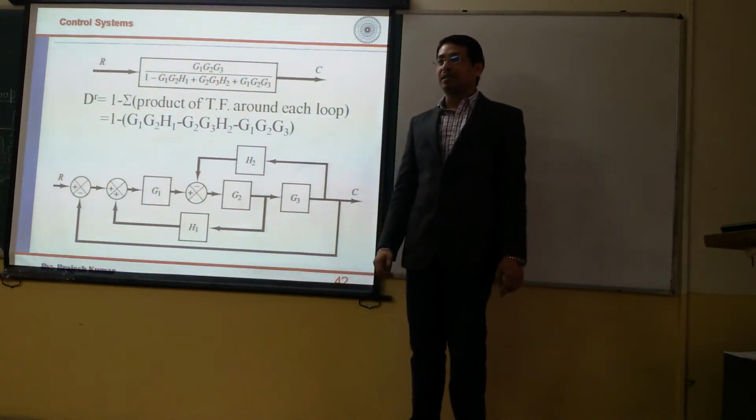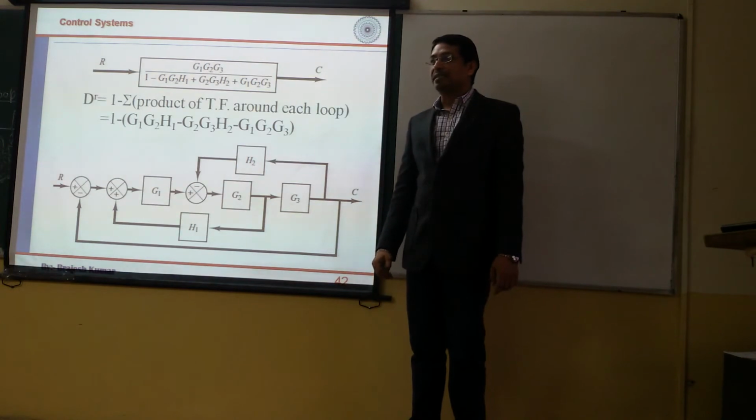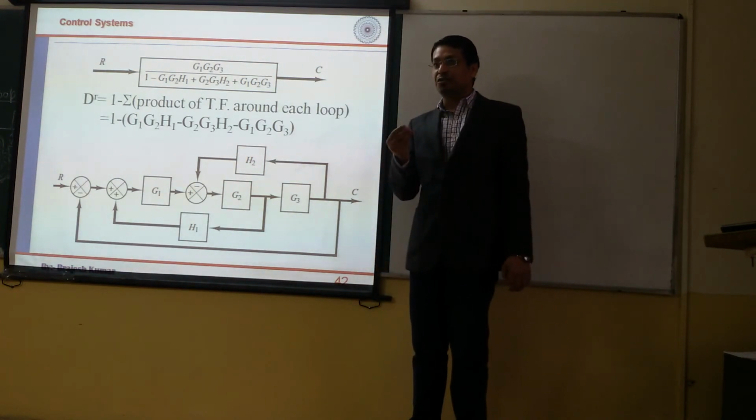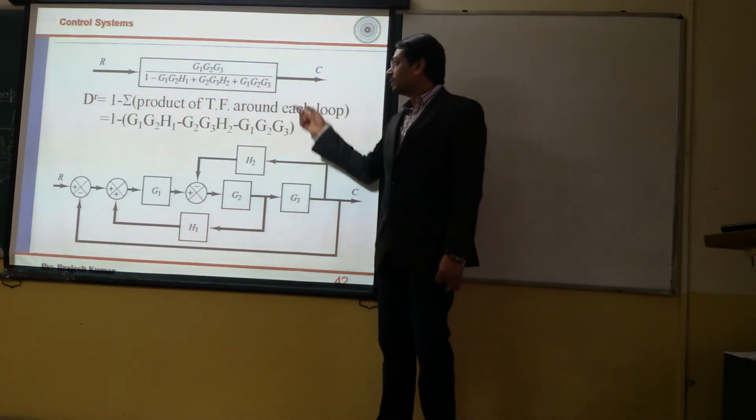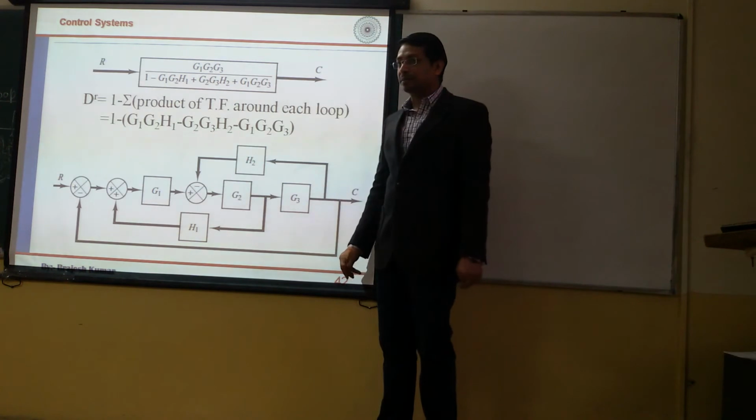Multiplication of forward path gains has appeared as the numerator. Means this is how you can check your answer directly. In the exam, I am trying to say that particular trick. Okay. Second, note the denominator.